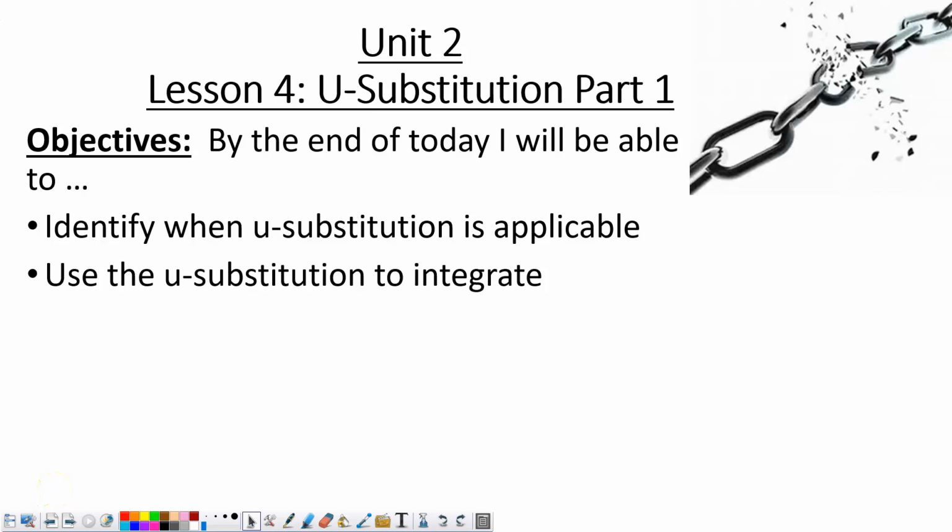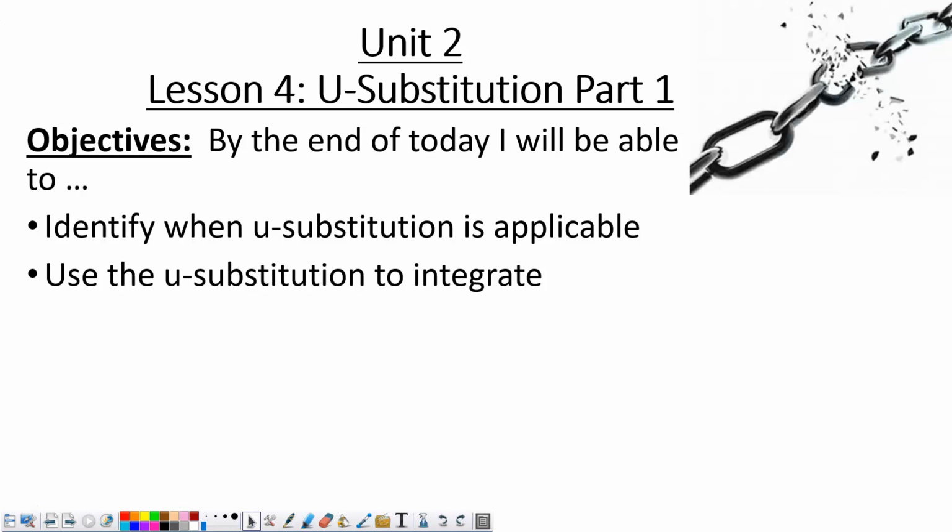Alright guys, this is lesson 2.4. We're going to talk about something called U-Substitution. So the trick with U-Substitution is knowing when to do it and then also how to do it. So we have two things that we need to make sure you know how to do.